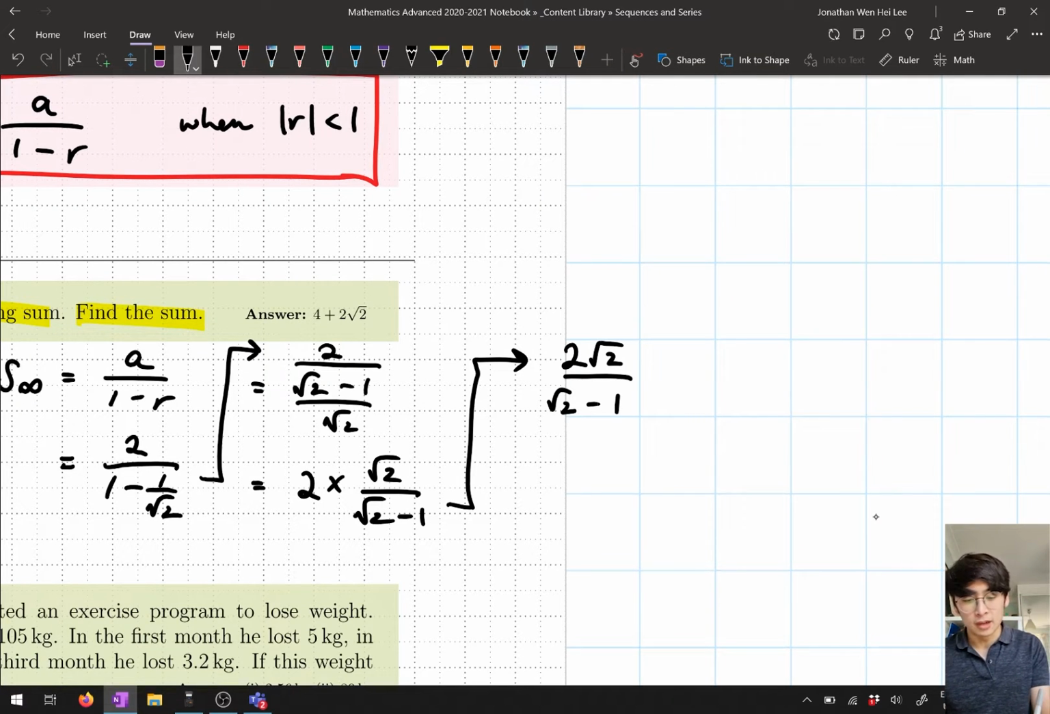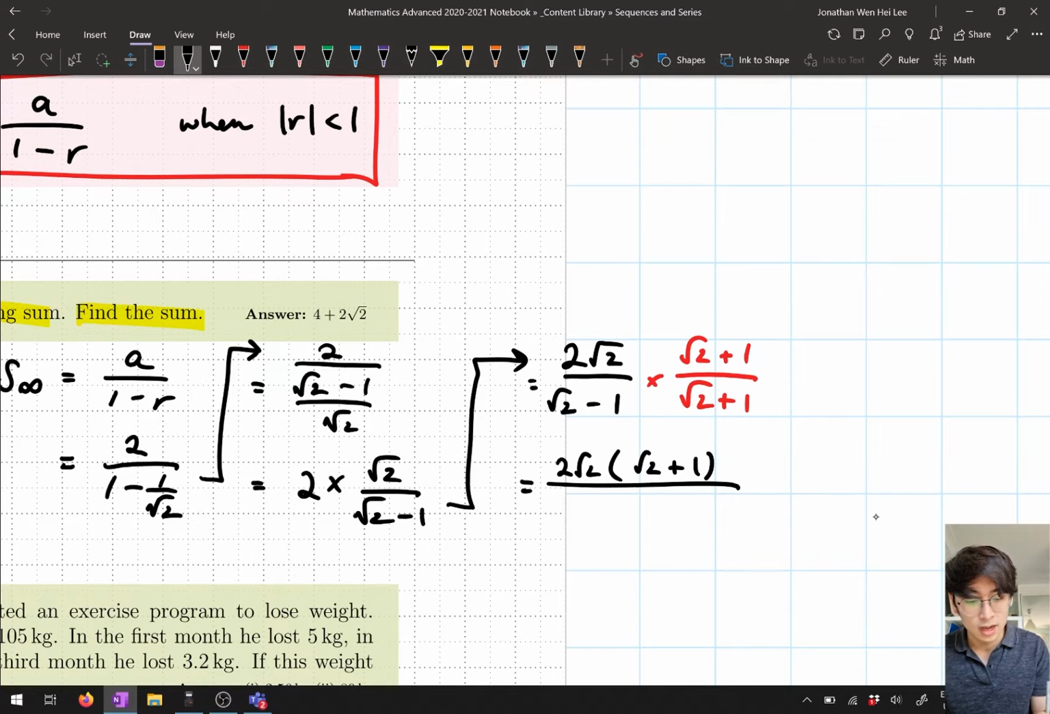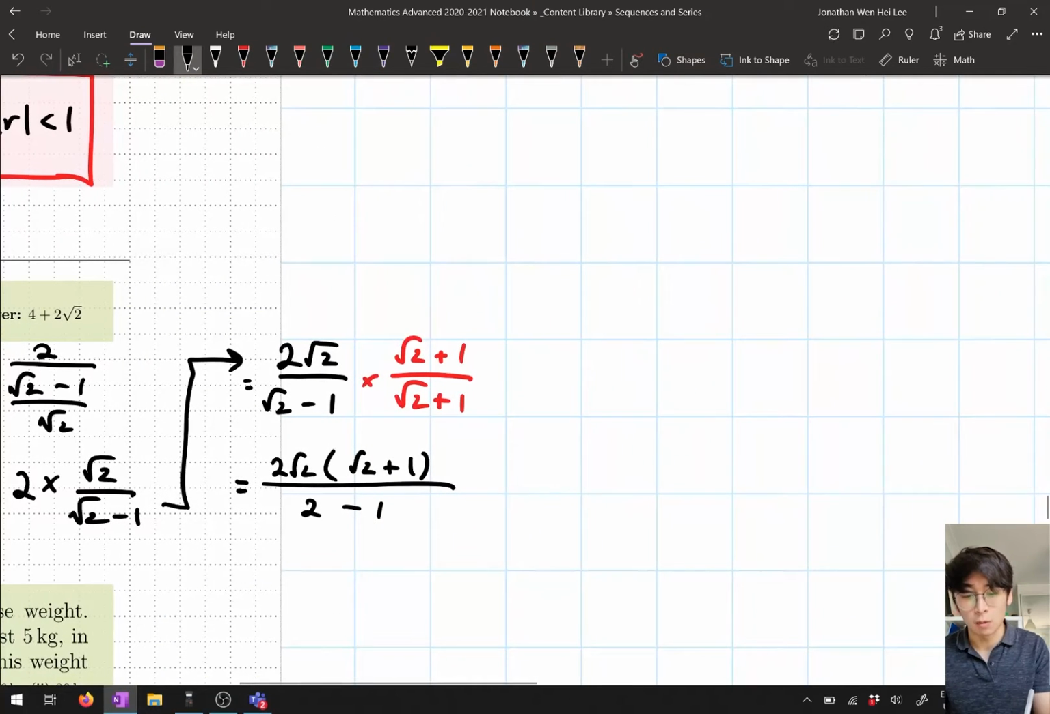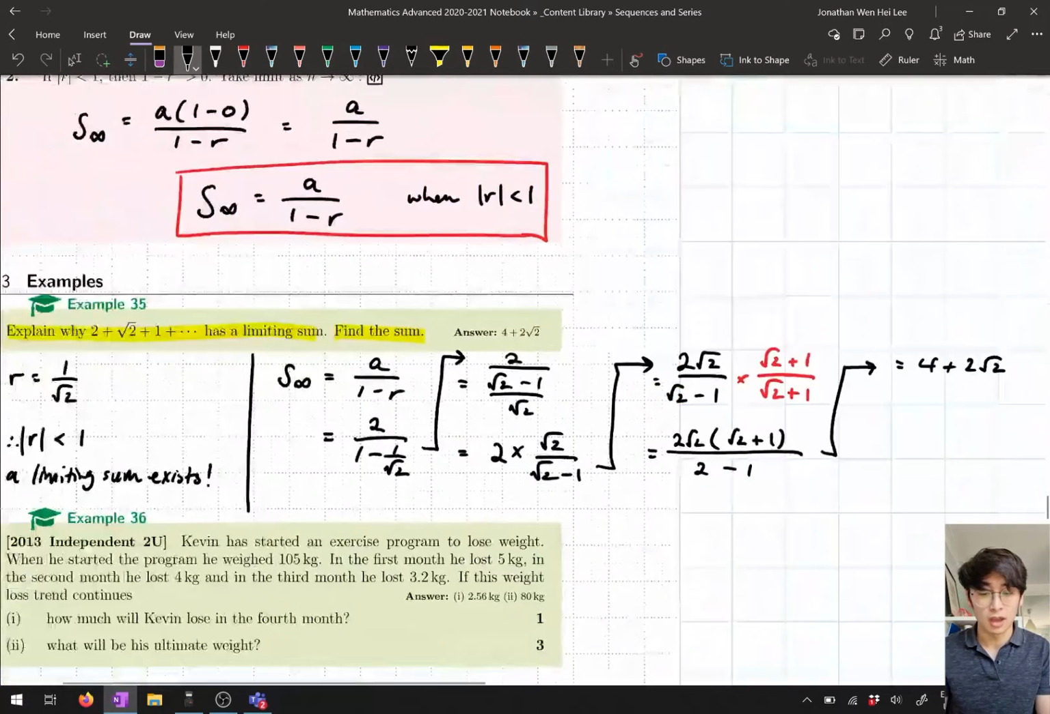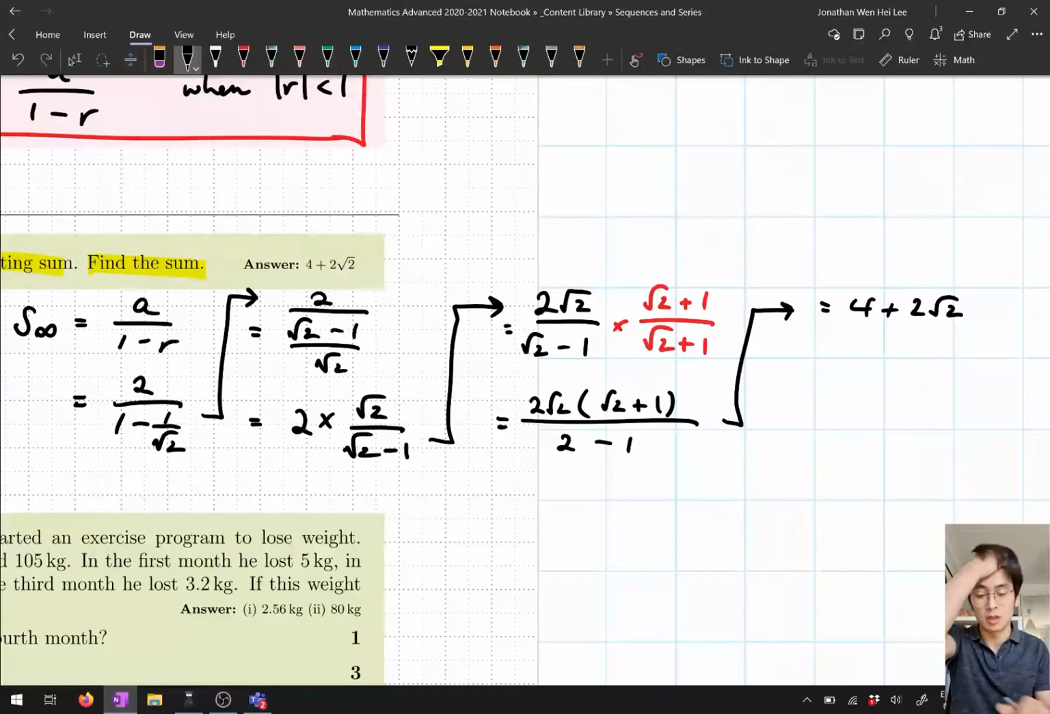We want to then rationalize the denominator, so we don't want any square roots at the bottom. Here I'm going to multiply top and bottom by root 2 plus 1. What we get at the top is 2 root 2 times root 2 plus 1, and at the bottom, it'll become a difference of two squares, and we end up getting 2 minus 1, which is just 1. Continuing here, when we expand out the brackets at the top, we get 4 plus 2 root 2, which is the answer that we have here. So that one was just a bit of manipulation of the terms.